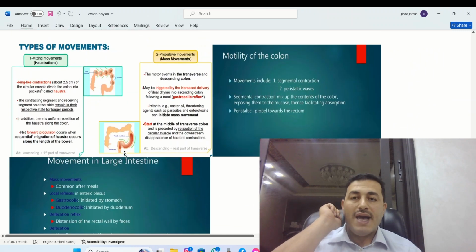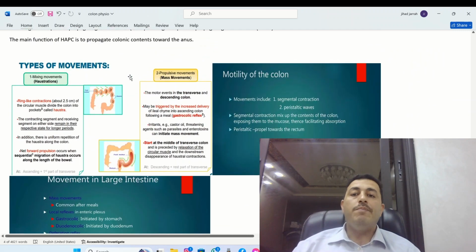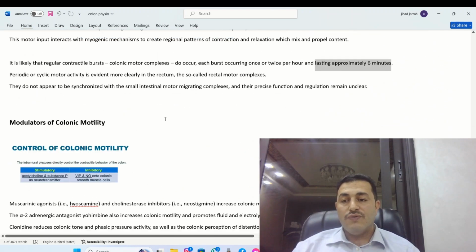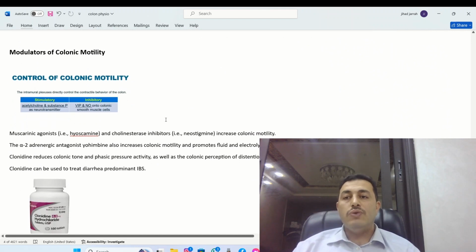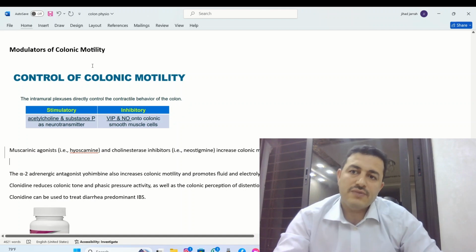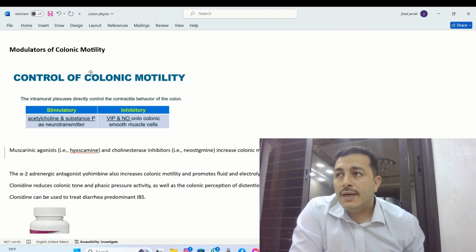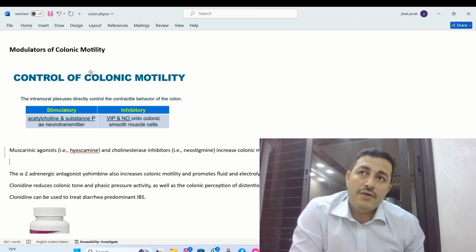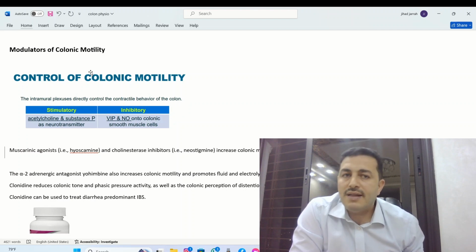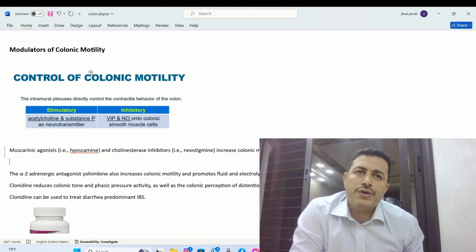What I think we have to remember is that we have two main types of colonic contraction, and let's move and discuss briefly modulators of colonic motility. I don't want to disturb you with the modulators of colonic motility, but actually it is the gate to many pharmacological, therapeutical treatments for patients who suffer from diarrhea or constipation, especially patients with irritable bowel syndrome.